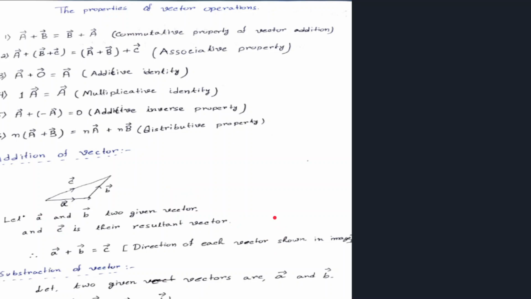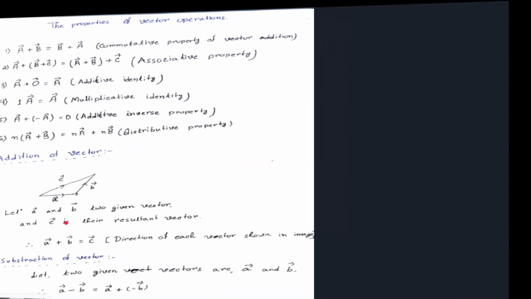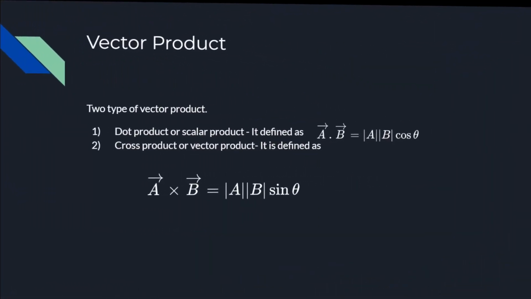Okay. a plus b is equal to c, with the direction of each vector shown in that image. Subtraction of vectors: for two given vectors a and b, a minus b can be written as a plus minus b. Minus b would be in that direction. If it was in that direction, that will be the minus b. Okay. The next one is vector product.